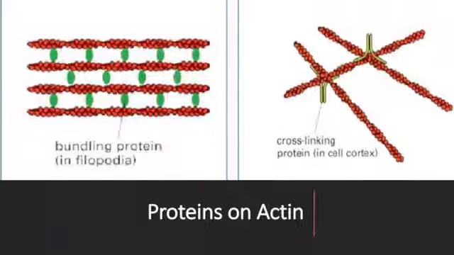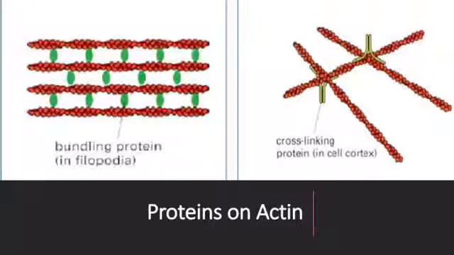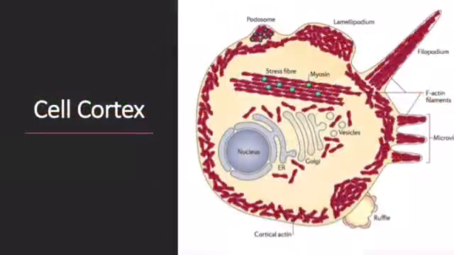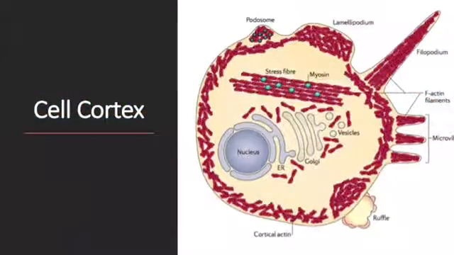In this picture you see how the bundling protein and cross-linking protein are different. The bundling protein lays the actin out to form a sheet and the cross-link is at junctions. The actin is perpendicular to each other and binds them together to form a meshwork. In both of these the binding proteins are in green to help them stand out from the actin that is reddish-brown. Lastly, we will discuss actin in the cell cortex.